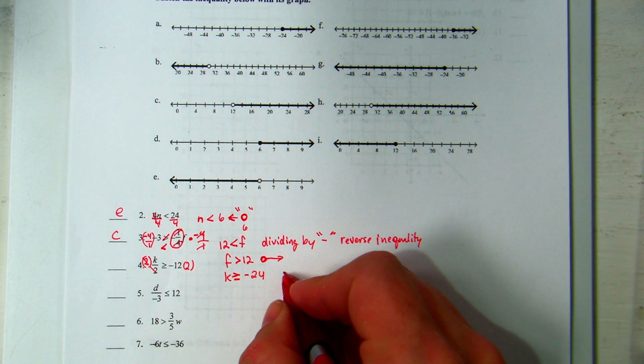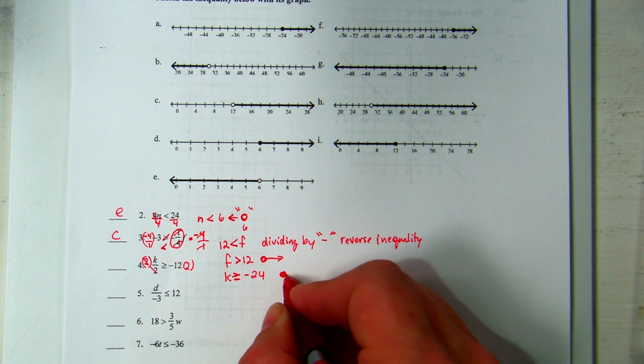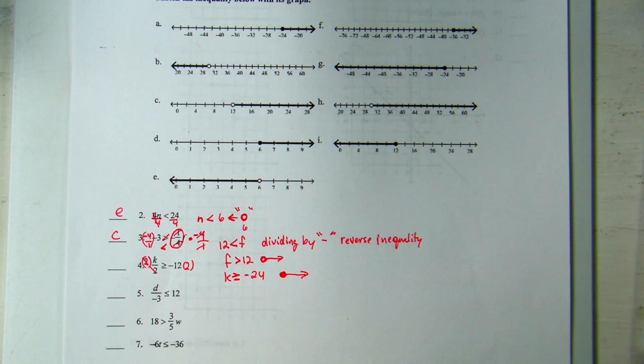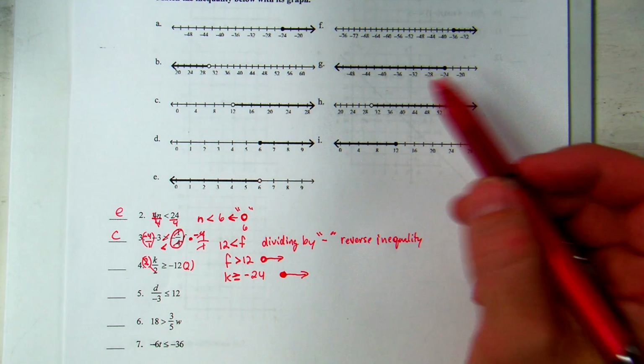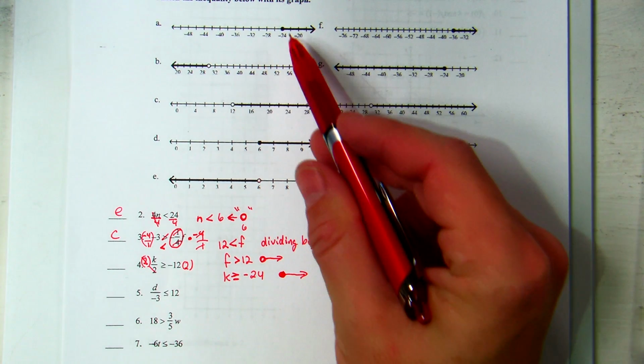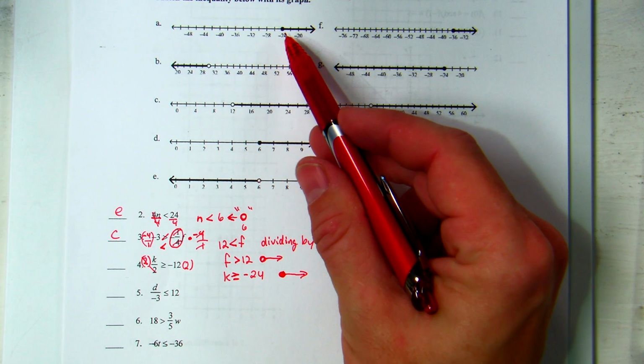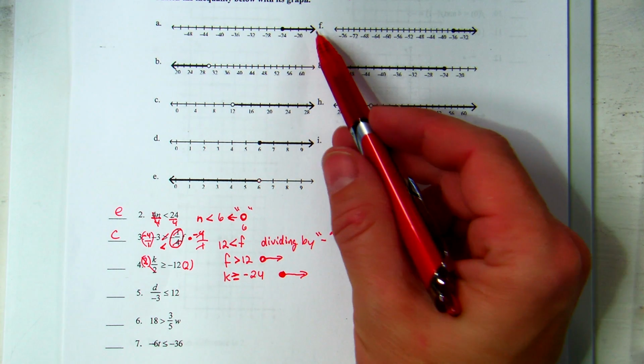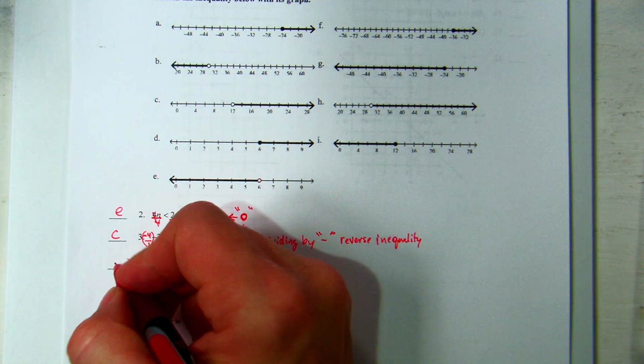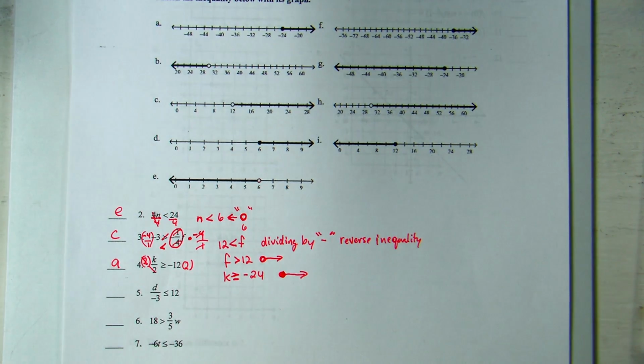So this one's going to be an open or closed dot. Closed, and which side is it pointing to? The right, because it's greater than. So we have a negative 24 somewhere here. A, negative 24, closed dot, points to the right because it's greater than. Okay, so number 4 should be A.